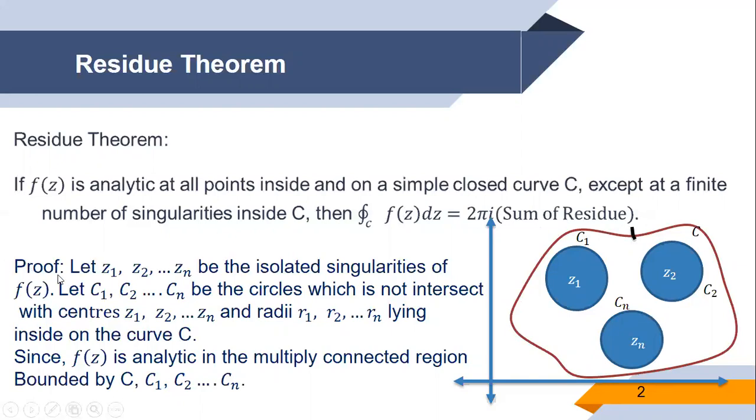Now we discuss the proof. So in this figure, we know that this is the curve C. In this curve C, we draw the circles, sorry, circles C1, C2 up to Cn. And Z1, Z2 up to Zn are the centers of the circles, and also Z1, Z2 up to Zn are isolated singularities. So let Z1, Z2 up to Zn be the isolated singularities of f of z.